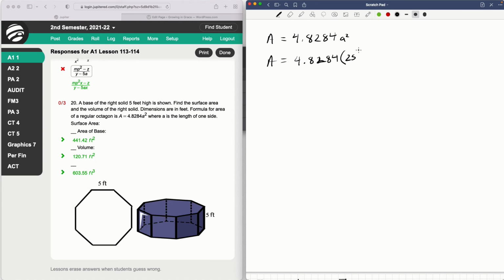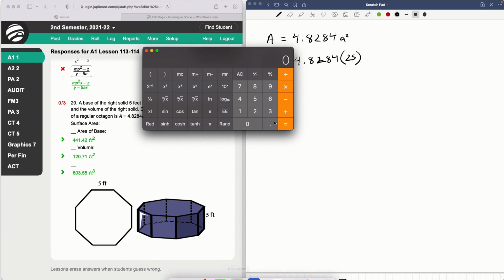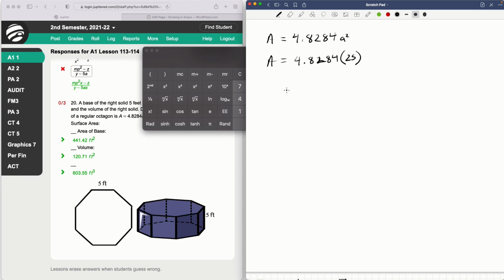Right? So then we just have to pull up our calculator. And we say 4.8284 times 25 is 120.71. So the area of the octagon was 120.71 feet squared. Right? And that was the area of the base.